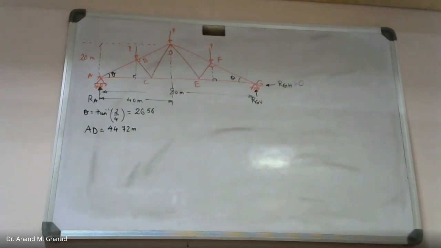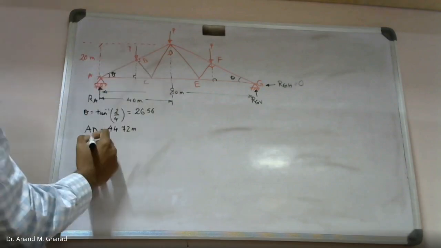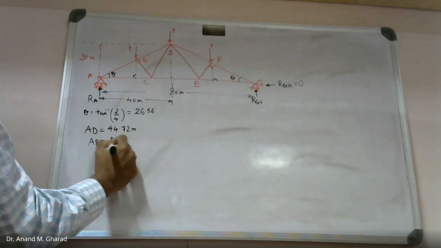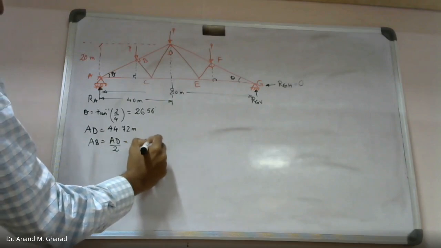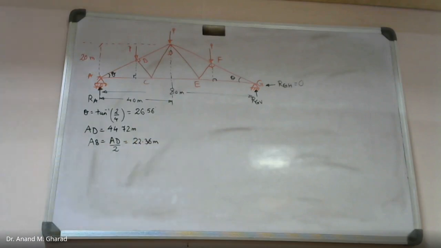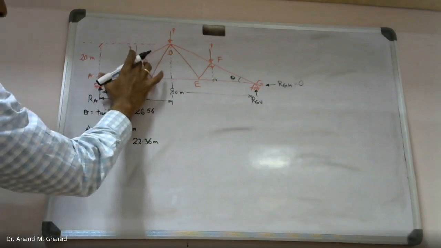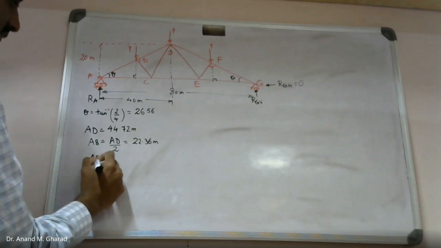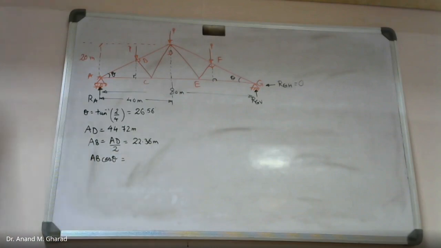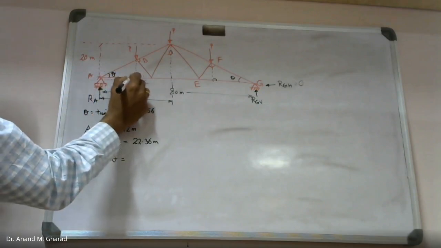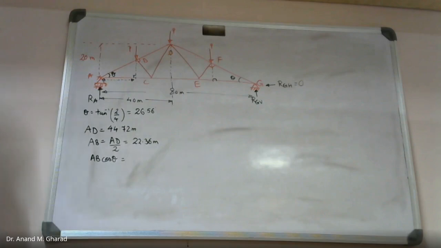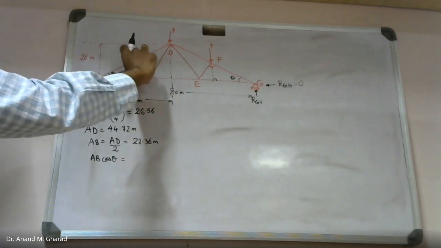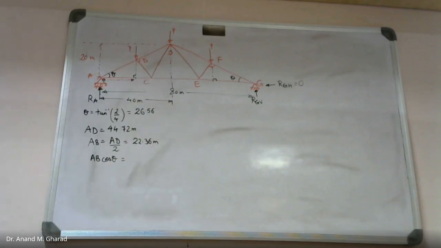Okay. And secondly, presently what I am doing, therefore, AB. AB actually is half of AD. And here I am working on that, that is 22.36 meter. So, if this is theta angle and if we know the AB value, we can definitely find out that this distance is nothing but AB cos theta. Barabar hai ki nahi? This distance. Am I right? And you can identify this to be AB sin theta. Barabar hai ki nahi? Okay.